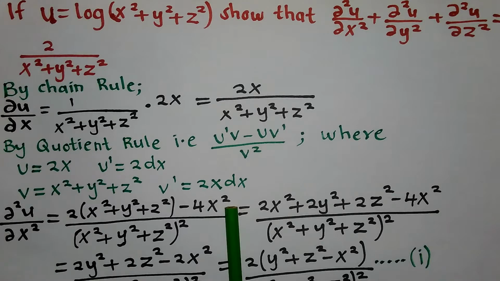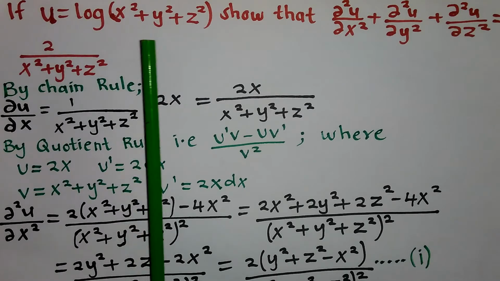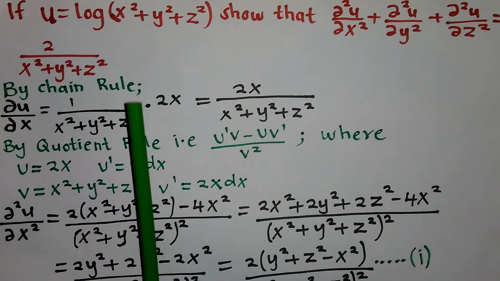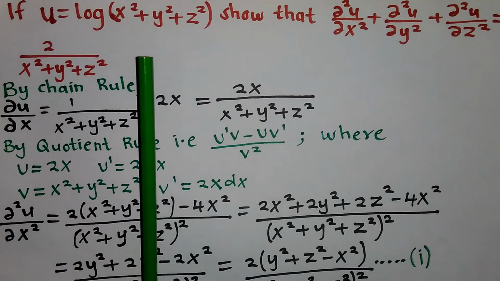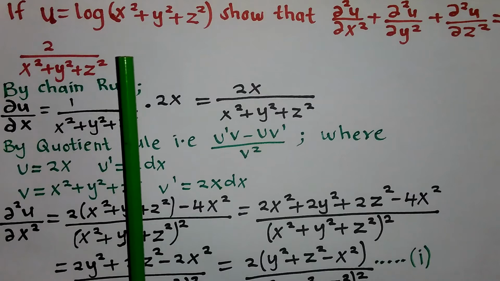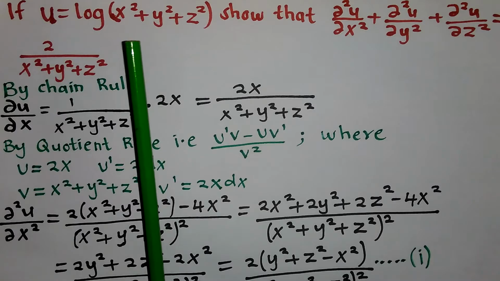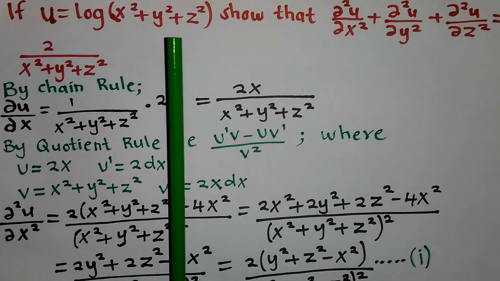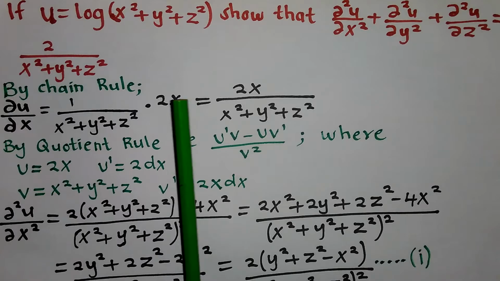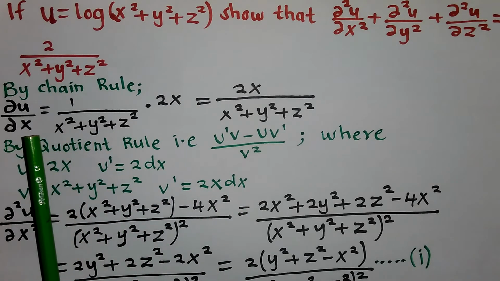So in this case, we're going to apply the chain rule in finding the derivative of u with respect to x, since this one is in the form of logarithms. Whenever we are finding the derivative of the natural logarithm, or ln, we are going to say 1 over the inside multiplied by the derivative of the inside.